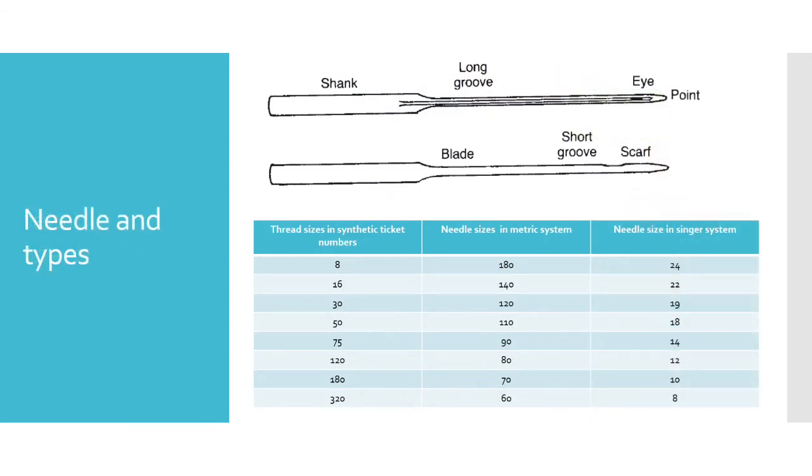Needles and types. The various components of needles are shank, long groove, eye, point, blade, short groove and scarf. Various special needle shapes are available, such as blind stitch needle and pick stitch needle. The needle hole should be only about 30% larger than the size of the needle, since if this hole is too large, fabric can be pushed into the hole with each penetration of the needle. This is a problem known as flagging, which can cause mis-stitching or yarn breakage. You can see the table which contains thread sizes in synthetic ticket numbers and corresponding needle sizes in the metric system and the Singer system that can be used for reference.